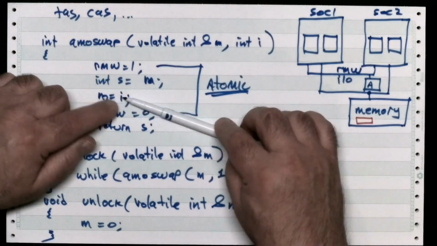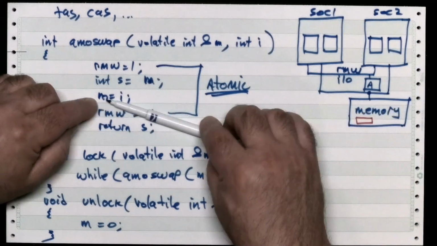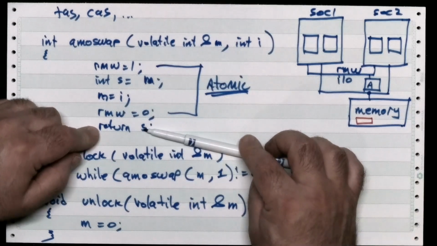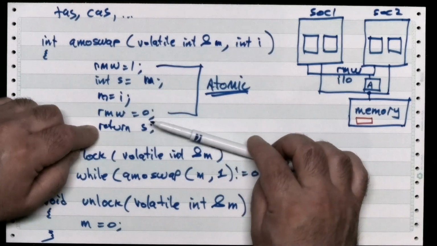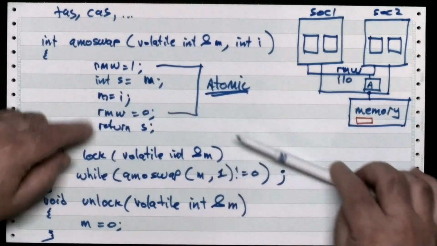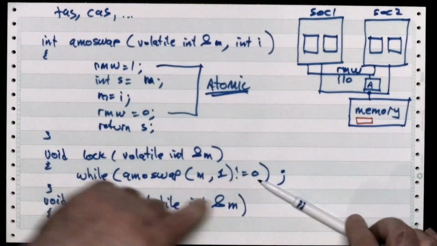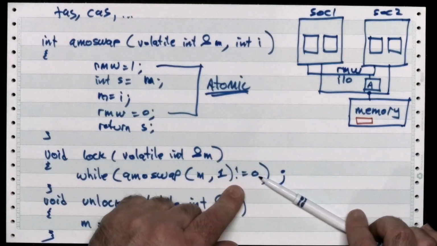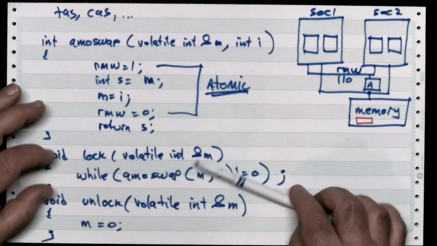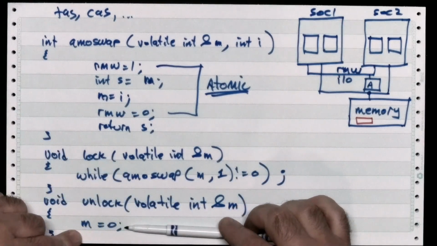And then it'll say M equals I. And I passed a 1 in for that, so it'll set it to 1. It'll tell the arbiter it's done. And it will return S. And S in this scenario will be 0, because S is the value that was in the lock before it was changed. So in this while loop now, the return value of AMOSWAP is 0. The while loop is done. Lock returns. We've acquired our lock. We then can execute the critical region of the code, and then we can call unlock, which essentially just sets the lock back to 0.